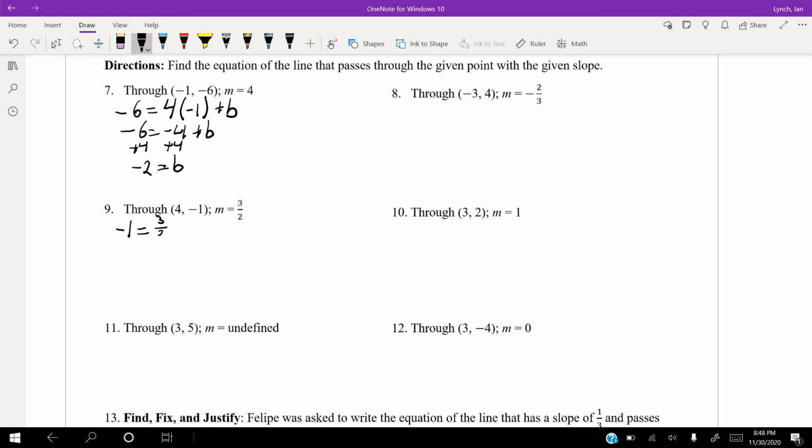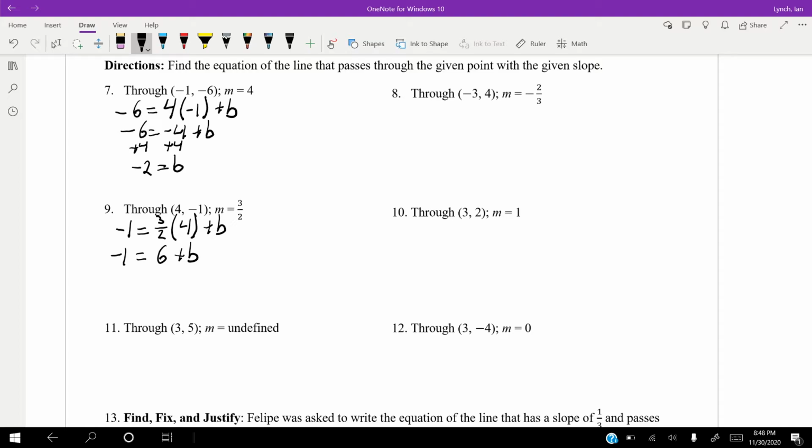Slope is 3/2 times our x value of 4 plus b. Well, 3/2 times 4. Well, 4 divided by 2 is 2. So 3 times 2 is 6. Or we just multiply straight across and get 12/2. 12 divided by 2 is 6.